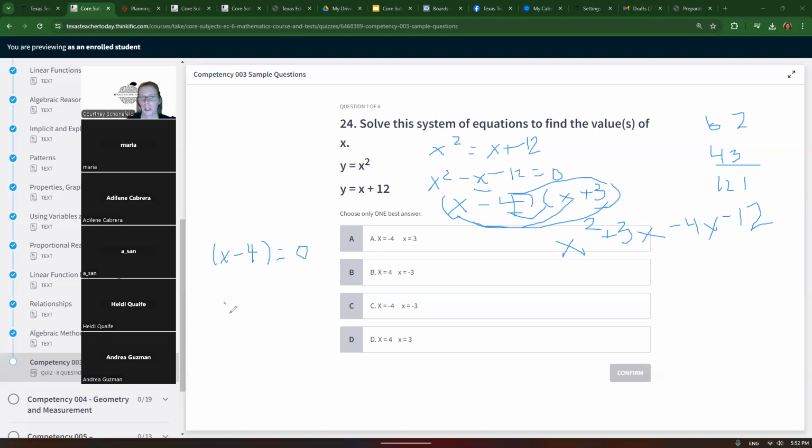And x plus 3 equals 0. So we know both of those are equal to 0. Right? So then we add 4 here. Add 4 here. So x equals 4. And subtract 3 here. X equals negative 3. So x equals 4 and x equals negative 3.